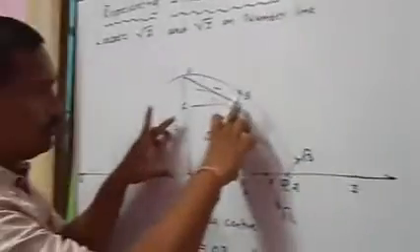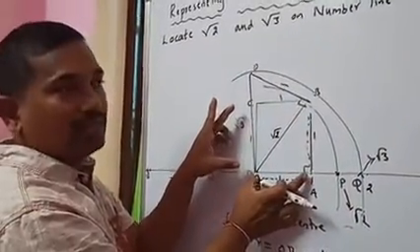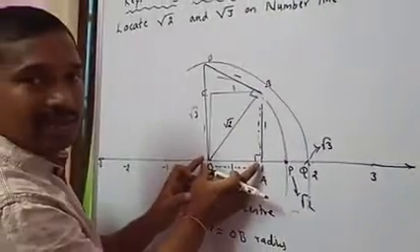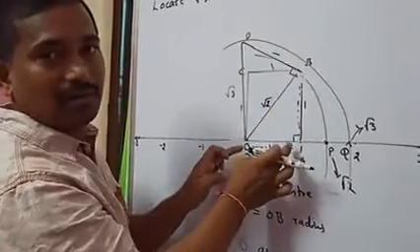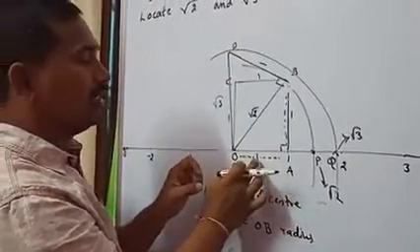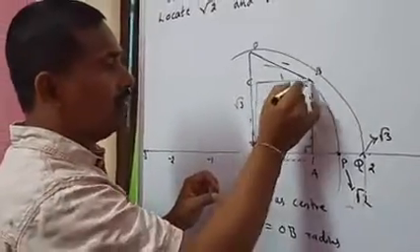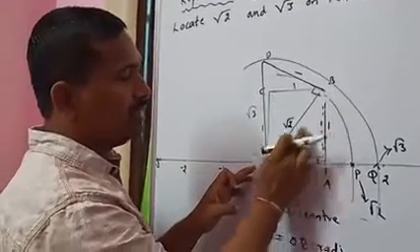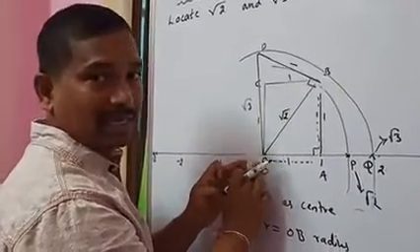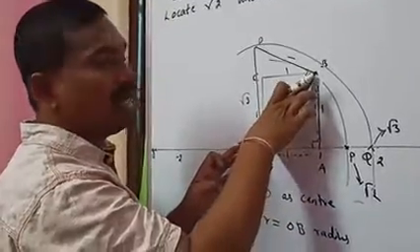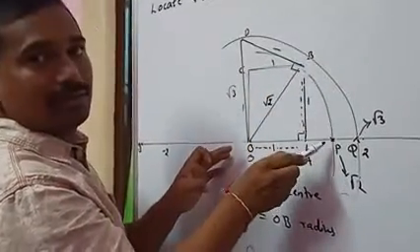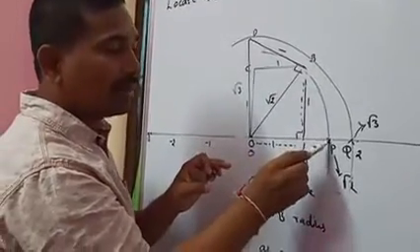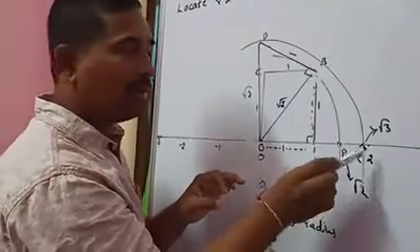Now take a square. OA is 1 unit length. Take OA as 1 unit length, then draw a square. Now add this diagonal OB. Now OAB is a right angle triangle. This is 1 unit, this is 1 unit, this is root 2. Now take O as center and OB as radius, draw an arc. This arc meets the number line at this point, which represents root 2 on a number line.